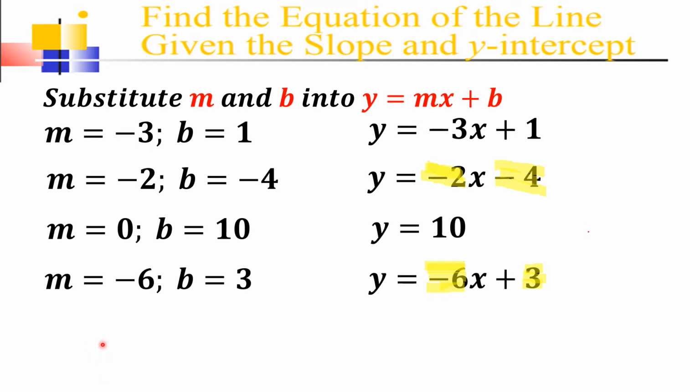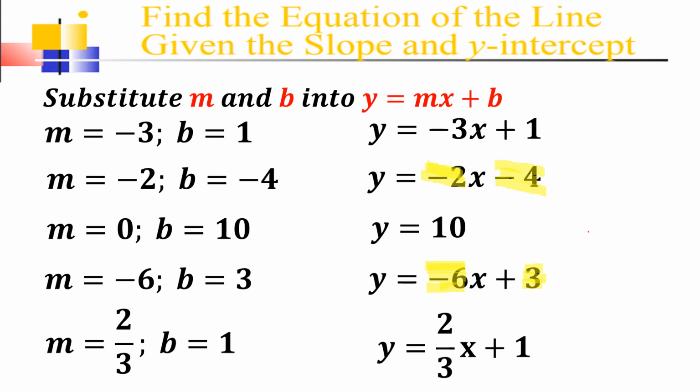Okay? Another one, we have m is equal to 2/3 and b is equal to 1. So, y is equal to 2/3 x plus 1. So, it's the same thing. Just replace the m with the given slope, which is 2/3. And of course, the +1 is the y-intercept. Okay? As simple as that. So, did you get me? Questions? Let's proceed to the second one.